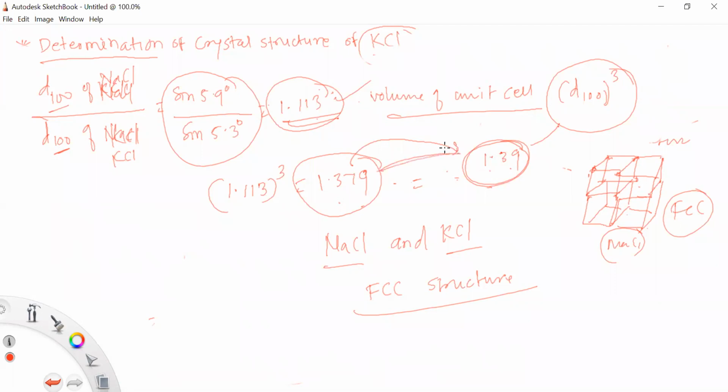It is a good agreement with each other, and thus on the basis of these two values we can say that NaCl and KCl have FCC crystals, and so KCl has an FCC crystal structure. So for this reason, this KCl shows a scattering pattern like simple cubic. So KCl has both K plus and Cl minus ions.